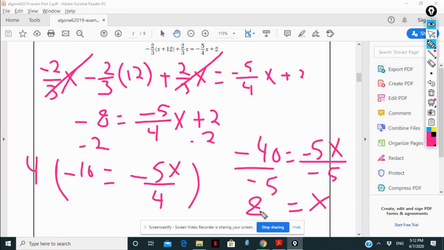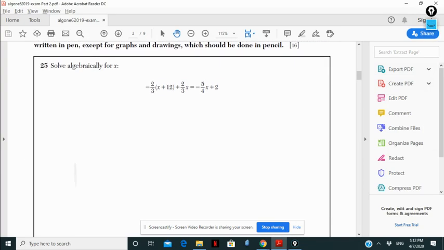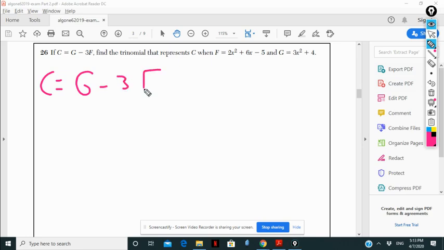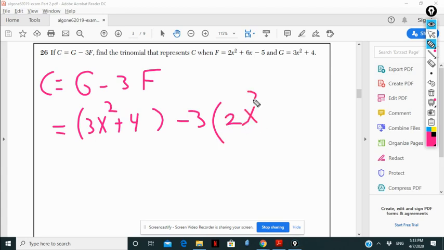So that's for question 25. Question number 26. If C equal to G minus 3f, find the trinomial that represents C when f equal to 2x squared plus 6x minus 5 and G equal to 3x squared plus 4. So C equal to G minus 3f. The G was 3x squared plus 4, minus 3, the f was 2x squared plus 6x minus 5.